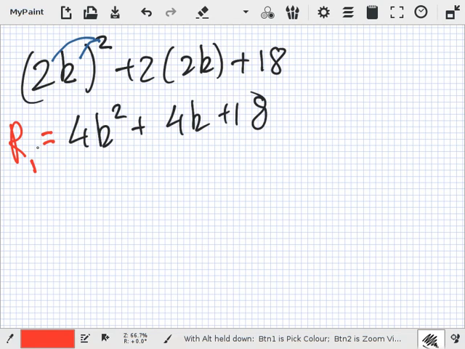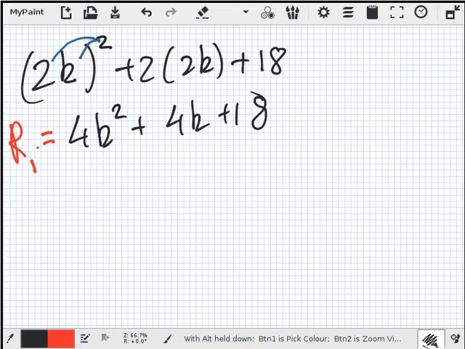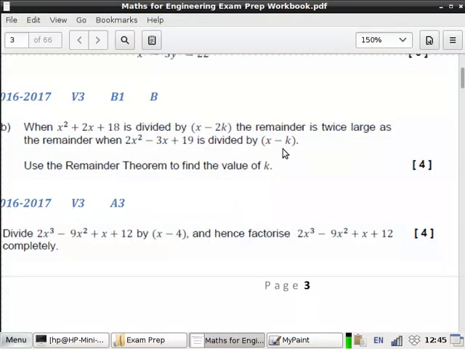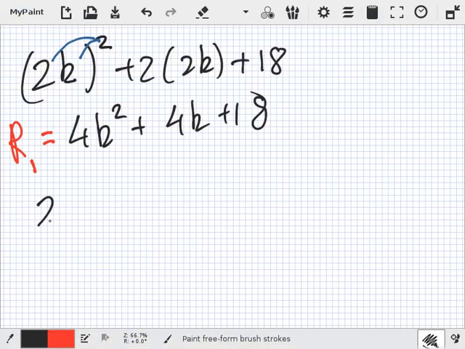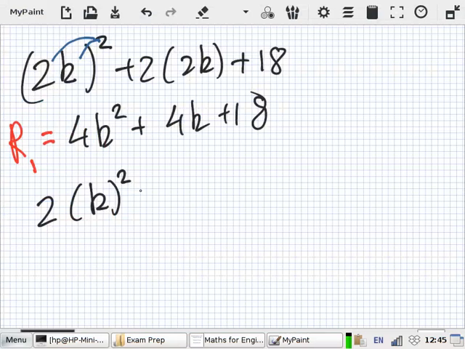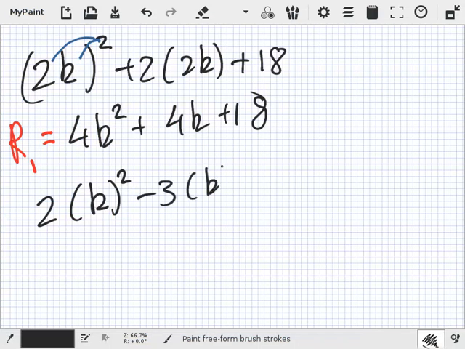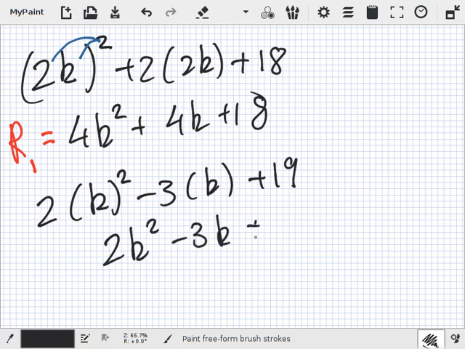The first remainder. Okay, let's look at the second one. So what's x here? X here is k. So I have 2k squared minus 3 times k plus 9, plus 19. So that's 2k squared minus 3k plus 19.